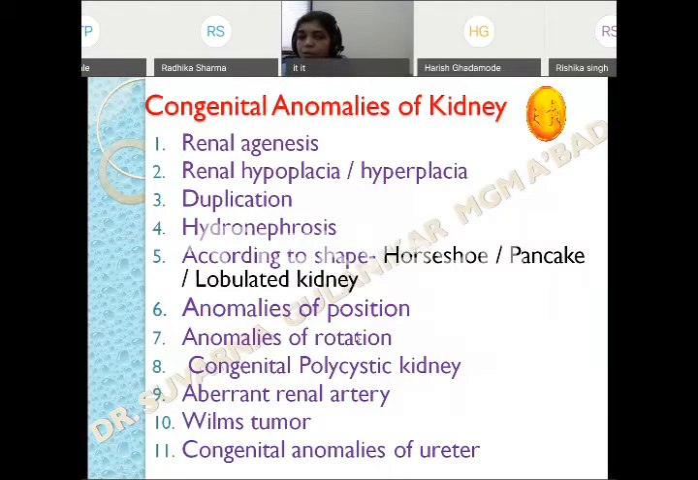This is the last part, the congenital anomalies of the kidney. These are renal agenesis, renal hypoplasia, hyperplasia, duplication, that is additional kidneys present on one side, hydronephrosis, anomalies according to shape, anomalies according to position, anomalies of rotation, congenital polycystic kidney, aberrant renal artery, Wilms tumor, and congenital anomalies of the ureter.